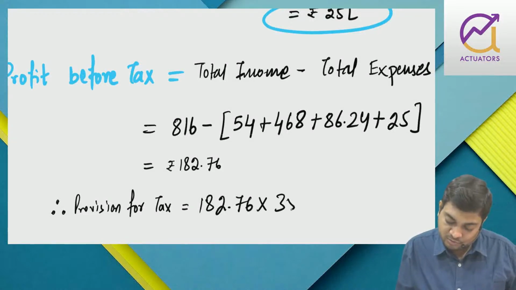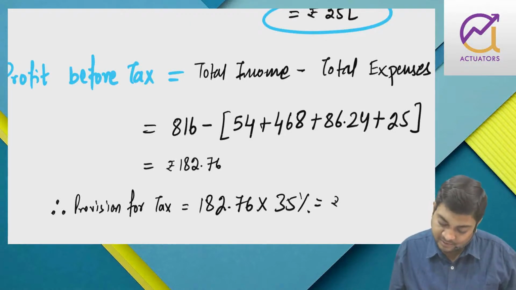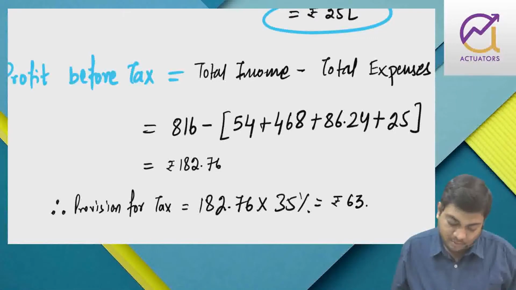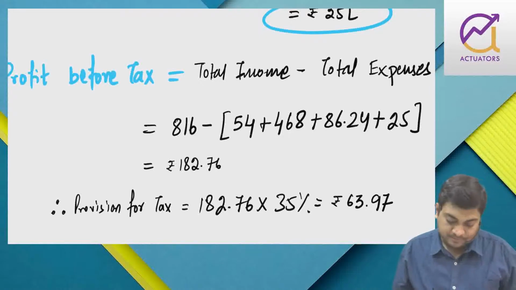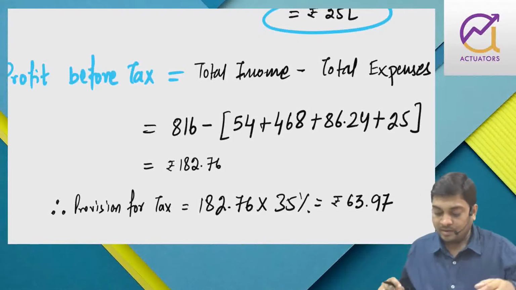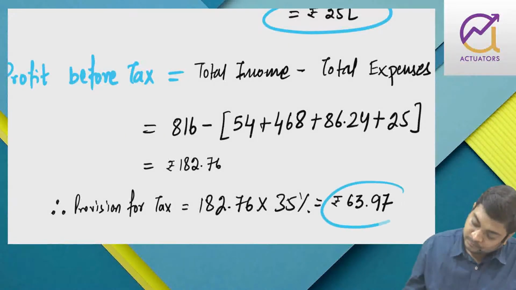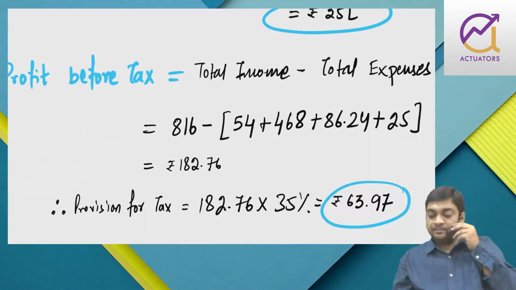So therefore 182.76 into 35%, 182.76 into 0.35, 63.97. All are in lakhs.